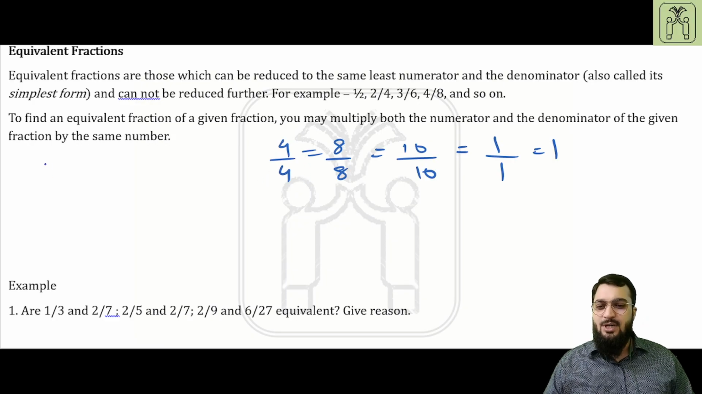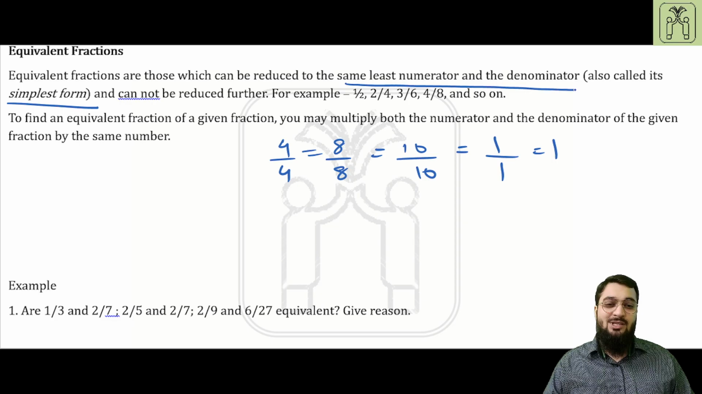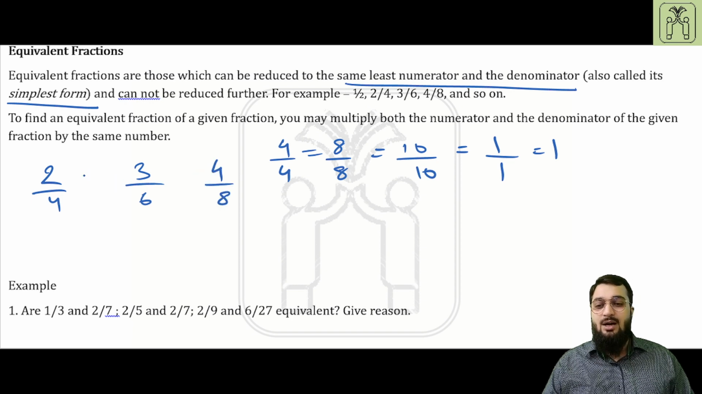So equivalent fractions are those which can be simplified into their simplest form, that is, to the same least numerator and denominator. What is the simplest form? Having the same least numerator and denominator. For example, I have 2 upon 4, 3 upon 6, 4 upon 8. Are they equal to each other? Yes, they are equal to each other.